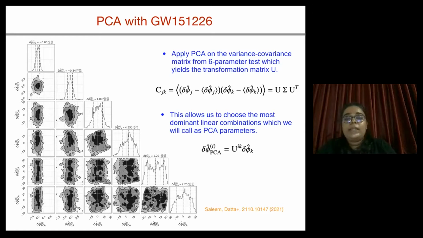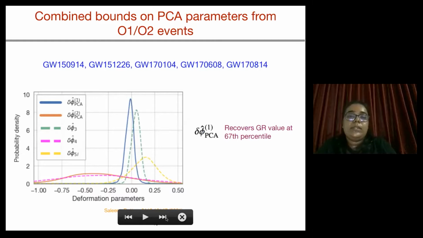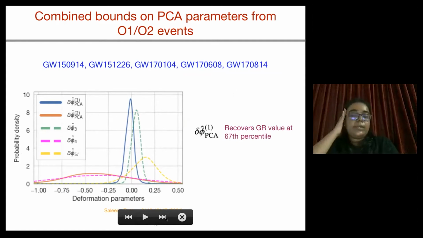And it turns out that if you consider the first two leading order PCA parameters, they encapsulate almost all the information you have. We do this on these five gravitational wave events which we detected during the first and second observing runs. And we found that the leading PCA parameter performs really well, and is very well consistent with the GR prediction.